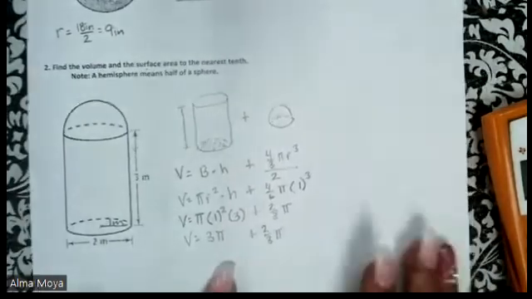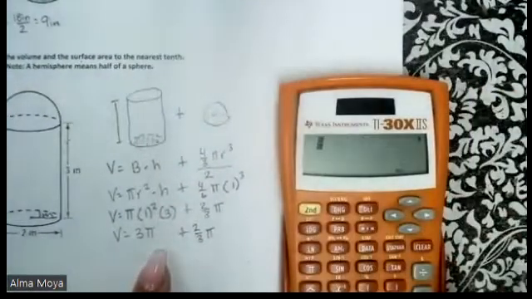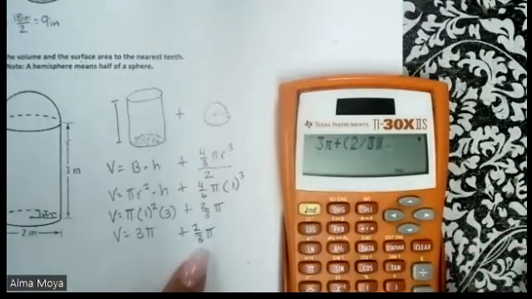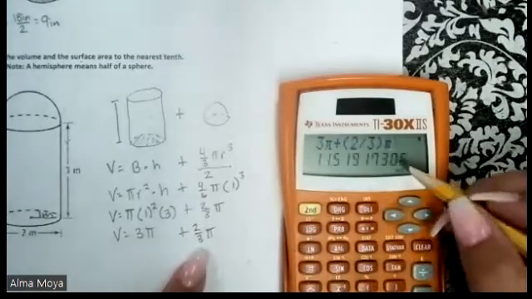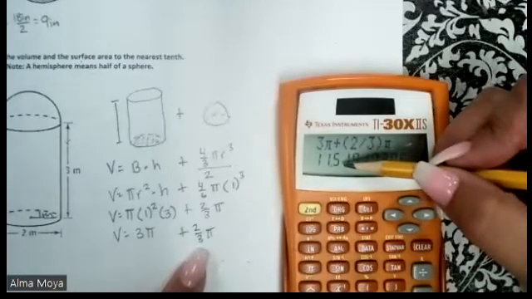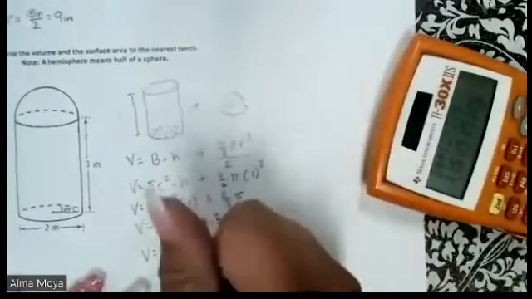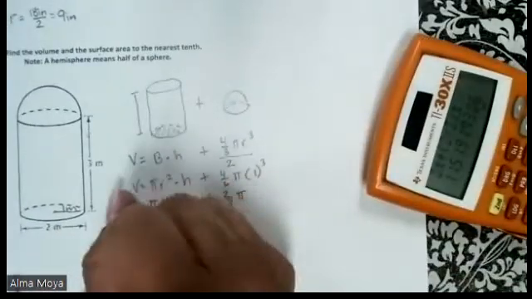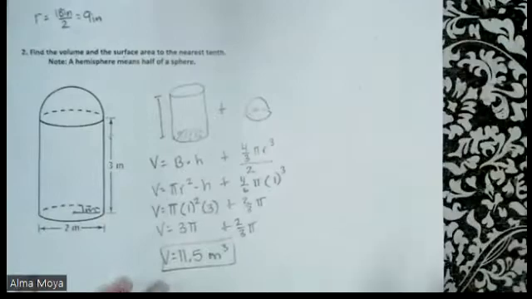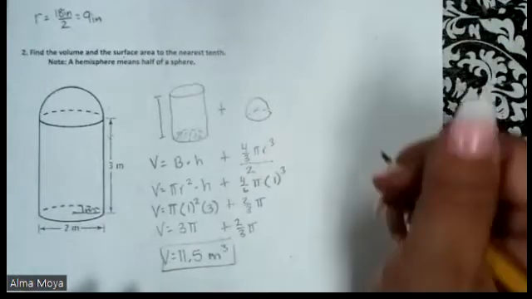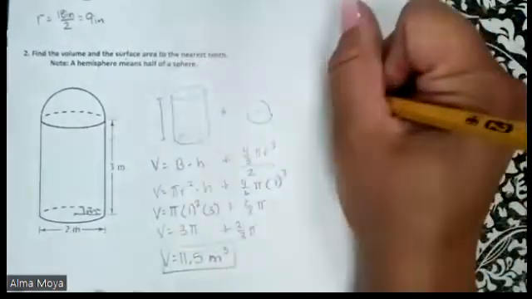So let's go ahead and add this up. So I have 3 pi plus 2/3 pi and round to 1 decimal place. So that's just going to be 0.5. So the volume here is going to be 11.5. And once again, my units are meters cubed. Okay. Surface area now. So this is the volume.